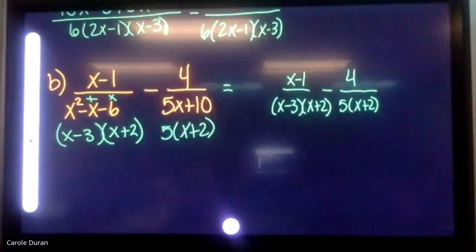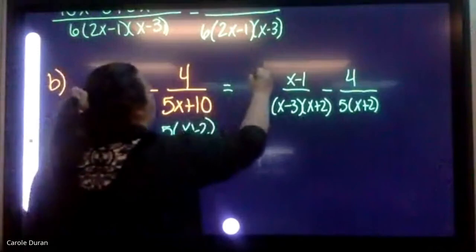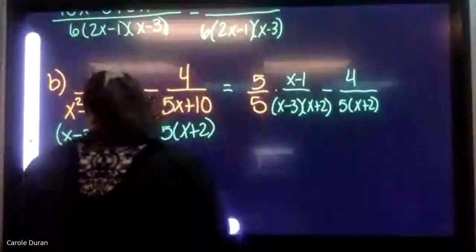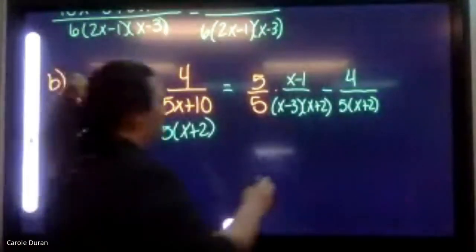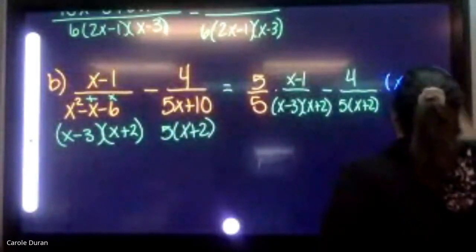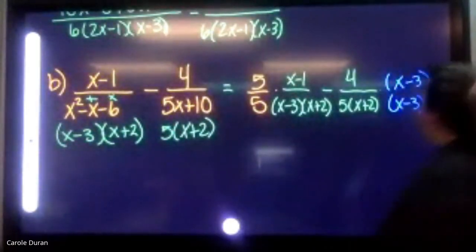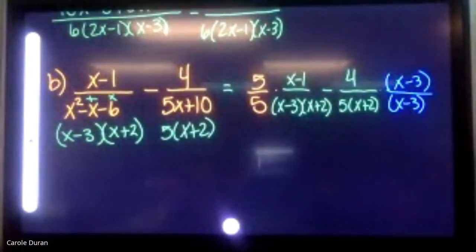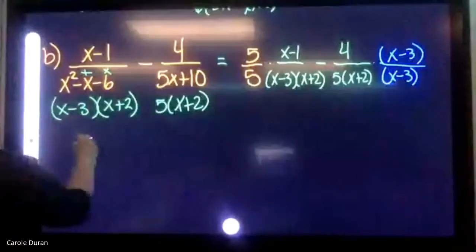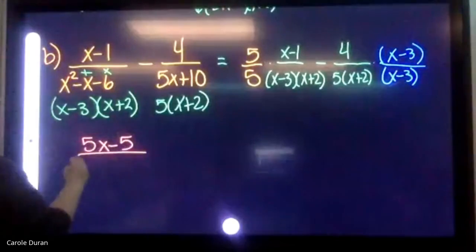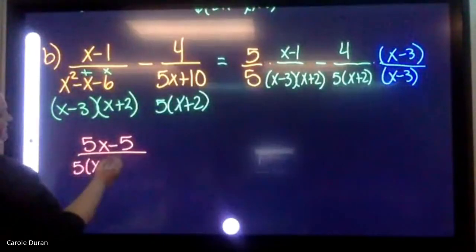I'm going to look on the left first. What is present in that right denominator that I need to make present on the left? Just a 5, yes? So I'm going to multiply a 5 into the top and the bottom. What is present on the left that is not present on the right? X minus 3, so that's what I'm going to multiply in. That was a terrible sound. I go ahead and I multiply it in. I end up with 5x minus 5 over 5 times all of that stuff.